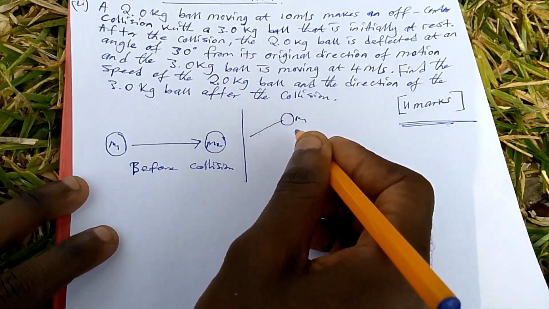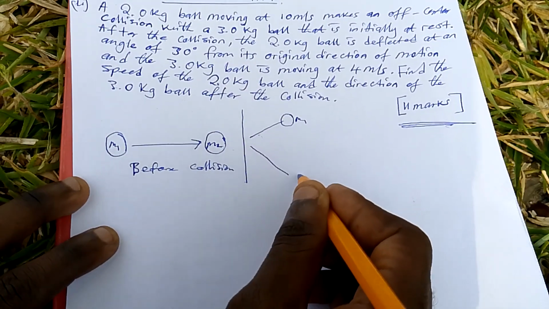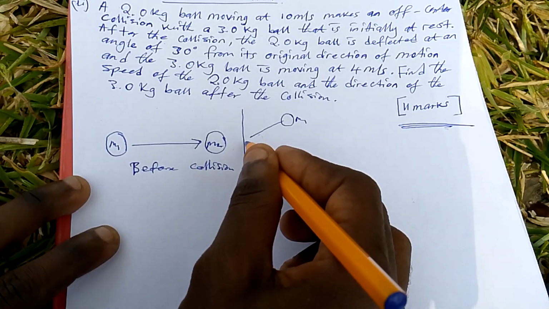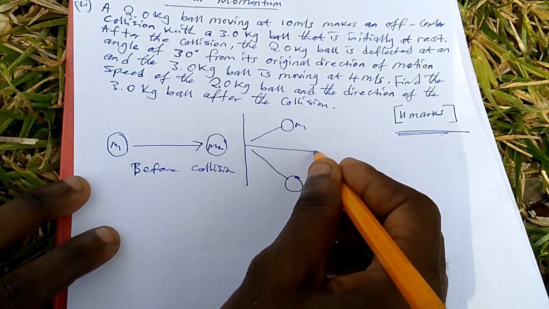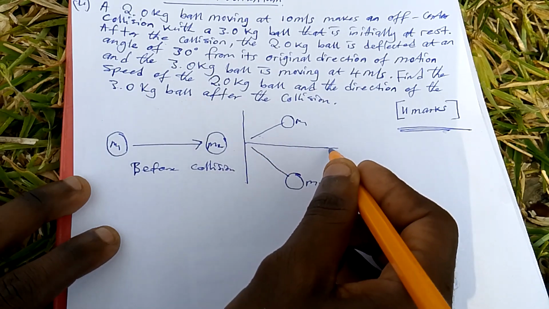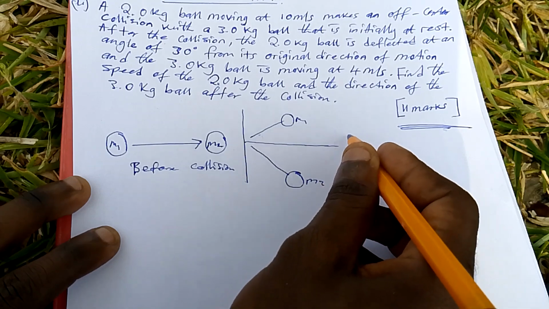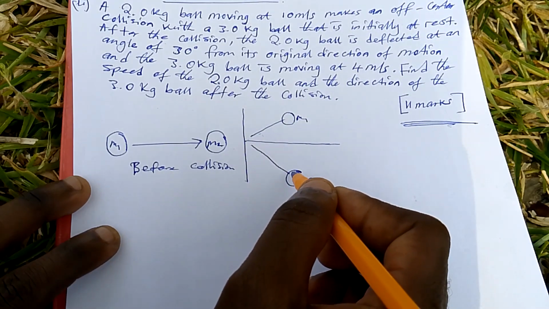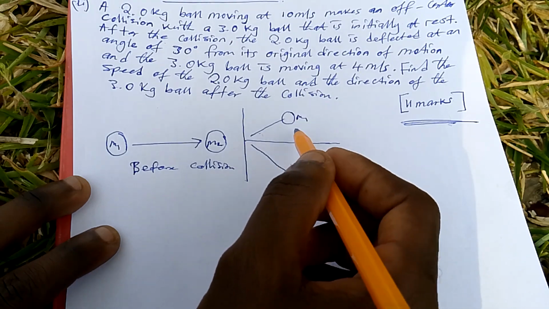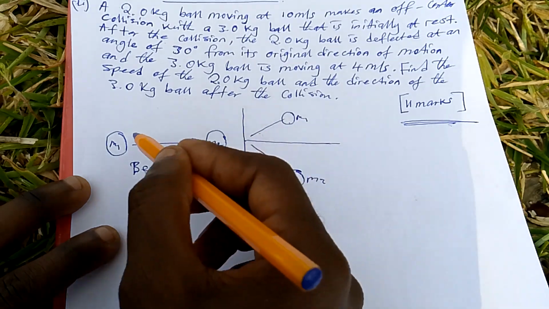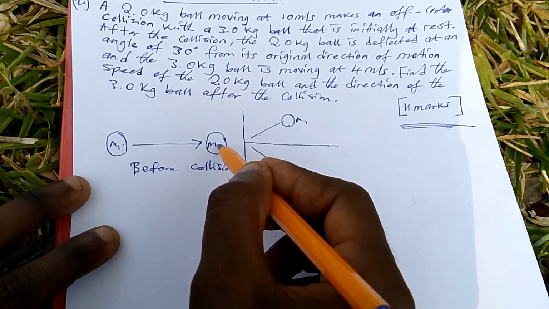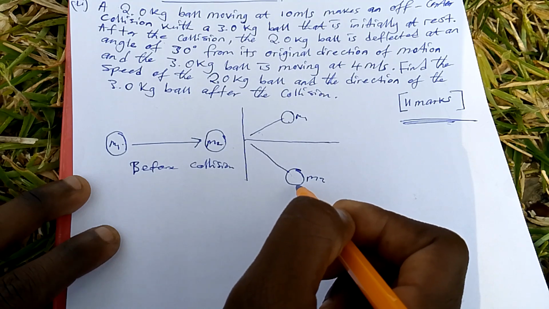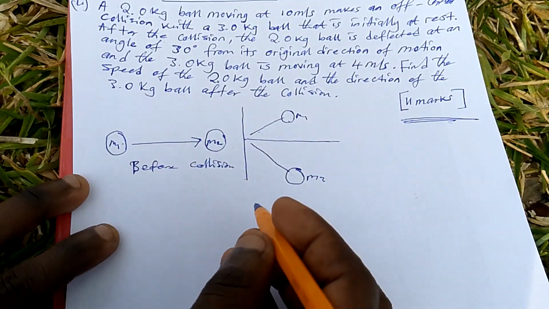This is M1 and this is M2. It comes here, and now they collide. They both deflect from the original direction. They were supposed to go this direction, but after they collide, this one goes to this side and this other one goes to the other side. It only makes sense that if M1 collides with M2 and goes up, then M2 will go down. That's why I've done the sketch like this.